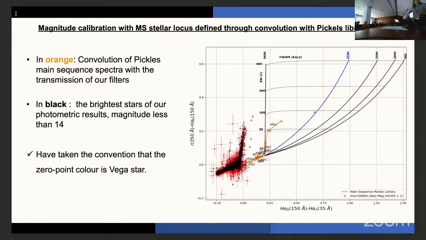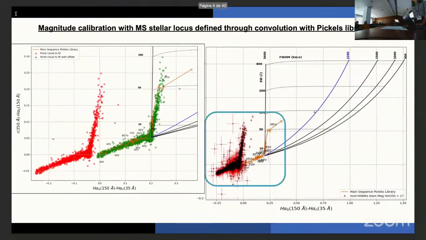So to make a rough calibration of the colors of the filters, we convolved the Pickles main sequence spectra with the transmission of our filters, and we represented in orange the resulting colors in our H-alpha color diagram. We also plot in black the brightest stars of our photometric result with magnitude less than 14. And we can see that there is a shift between the stellar locus of Pickles and our data. So we calculate the offset that minimizes the distance from the cloud of points to the Pickles spectrum.